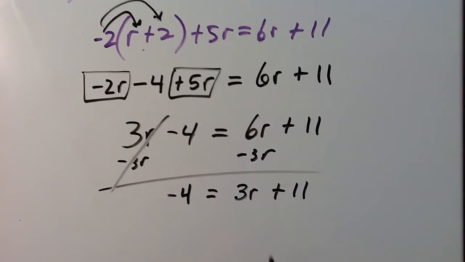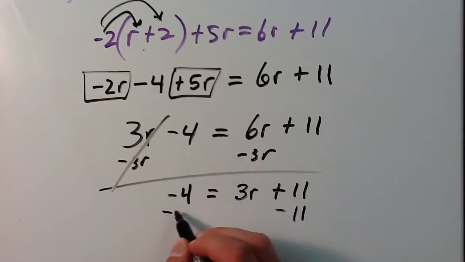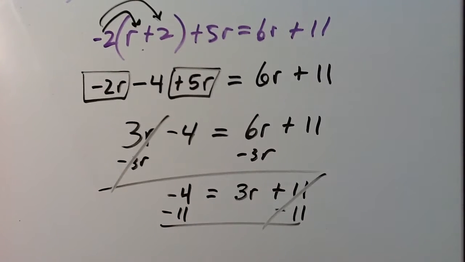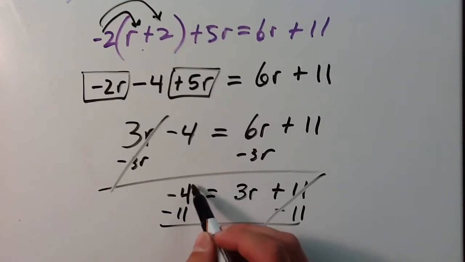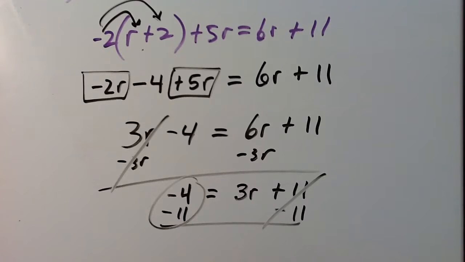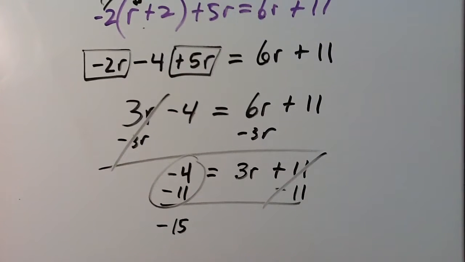Okay, now because my variable is on the right side, step 4, get the numbers on the other side. So I do that by subtracting 11, to undo that addition. 11 minus 11 cancels. Here I have two negative numbers, so be careful. We're adding negatives. So same signs add, keep the sign. Negative 4 minus 11 is negative 15 equals 3r on the right side.